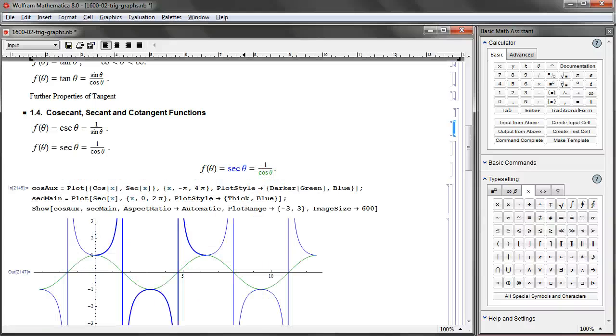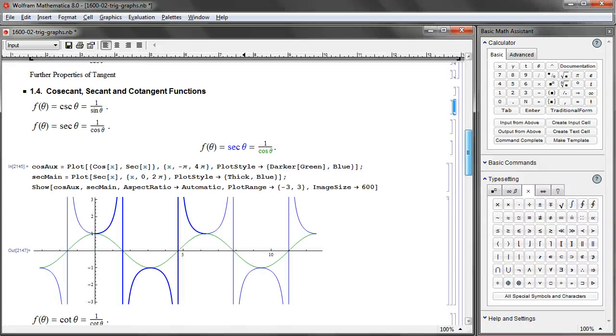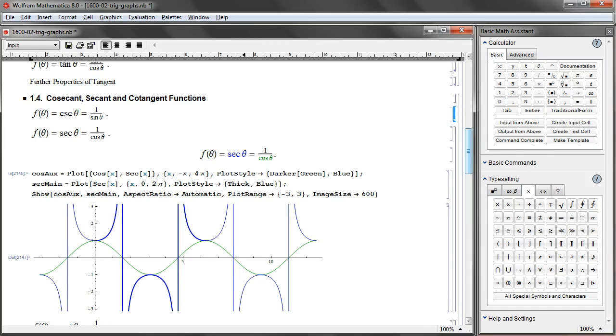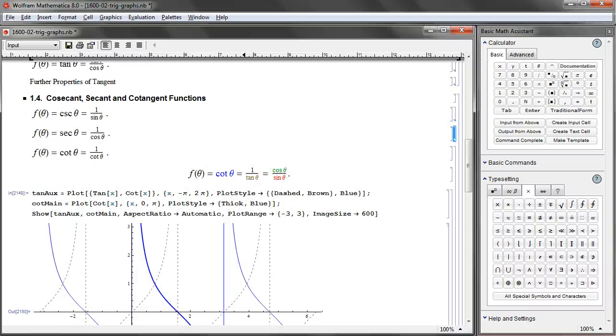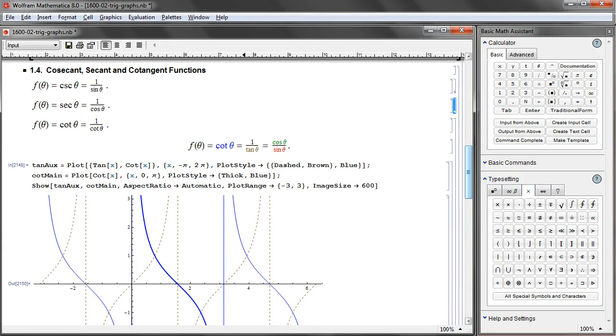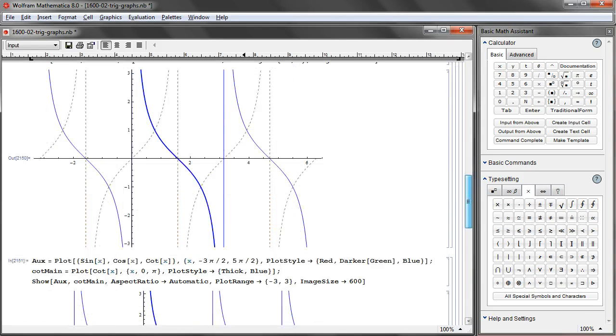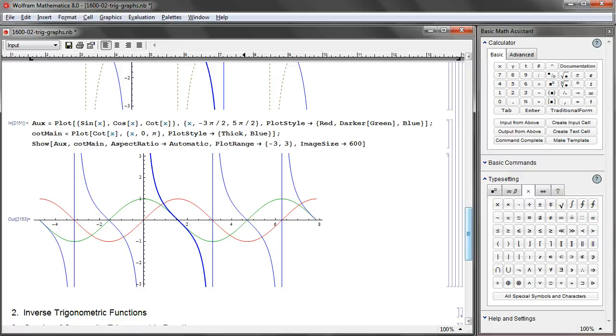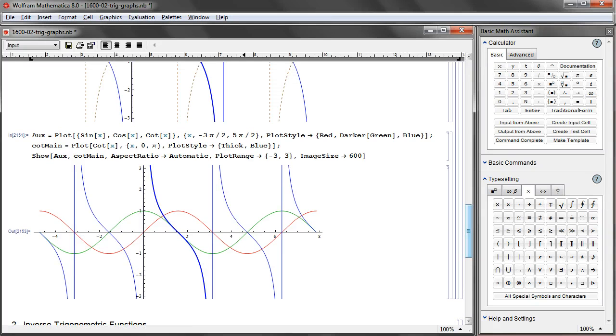Pretty natural. Same behavior, exactly the same behavior, only shifted a little bit toward the left. It is secant and the cosine function. The same behavior. We have a vertical asymptote whenever the cosine function hits 0. And the cotangent function, 1 over tangent, and also cosine over sine. So you can identify where we have vertical asymptotes. In the last picture, cotangent has a vertical asymptote whenever the sine function, the red graph, hits 0.